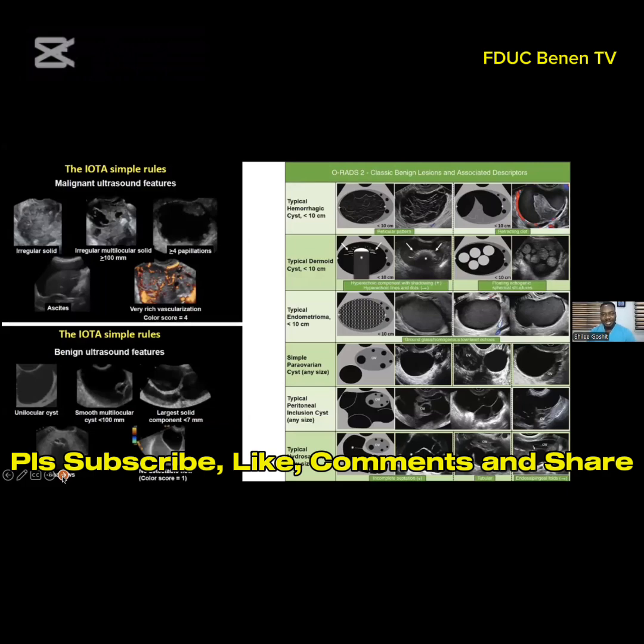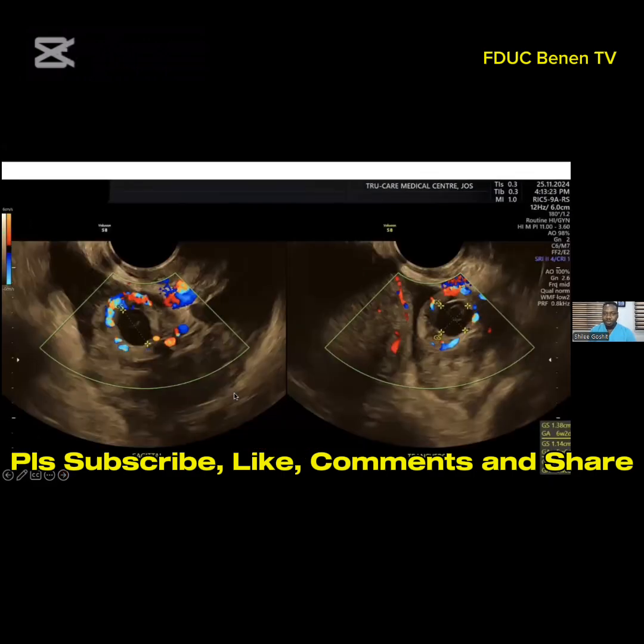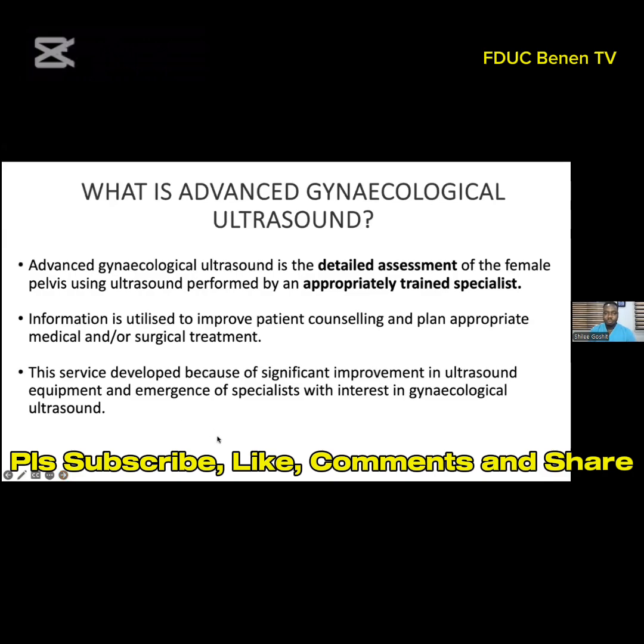So again, when we see this, we're able to identify or describe them by the correct terminology. We have IOTA terminology, so benign or malignant features. These are just for us to know that all of this exists. Now, an ectopic pregnancy is a life-saving diagnosis, and we should be able to easily identify it. We can see here the endometrium, sorry, this is poorly spelt, and then a gestational sac here on the left adnexum. We can see the ring of fire sign. So those are basic things.